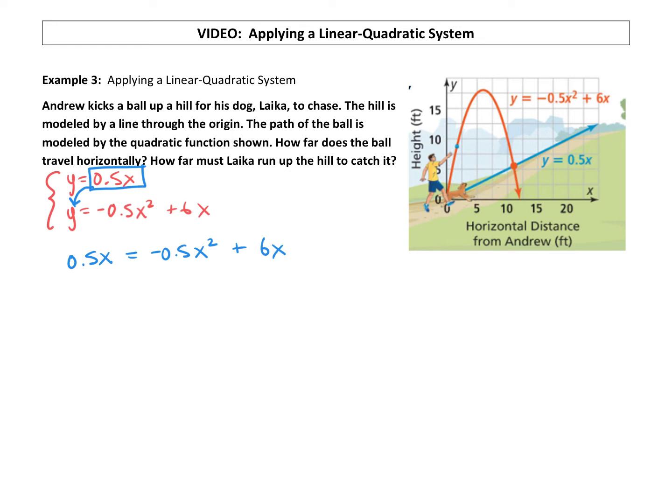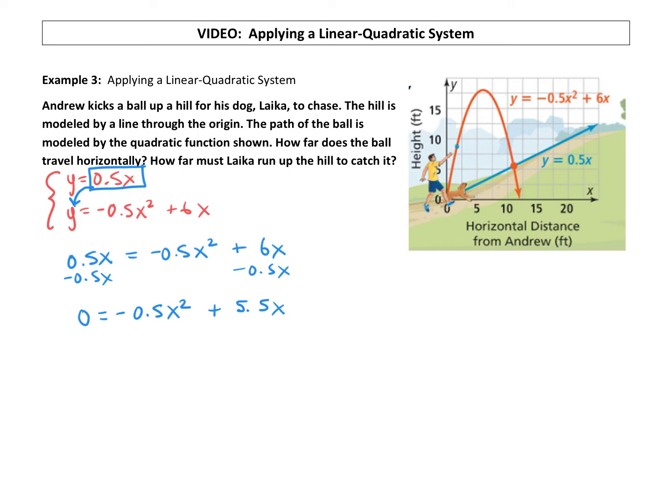To solve this quadratic equation, I'm going to get everything on the same side. So I want to subtract 0.5x from both sides. So we have 0 equals negative 0.5x squared, and then 6 minus 0.5 is a positive 5.5x. All right, so we have all these decimals. This leading term is negative. We could plug into the quadratic formula. Our a value is negative 0.5, our b value is 5.5, our c value would be 0.